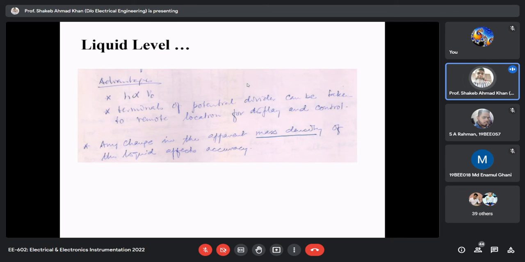That's what I had written here. Any change in the apparent mass density of the liquid affects the accuracy. Means you have to recalibrate it. Otherwise, if you are using the older calibration, it won't work, means you will have error in your reading. So this is about your float method.